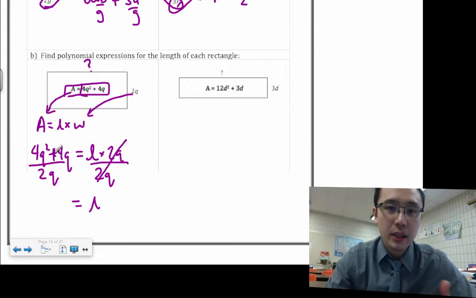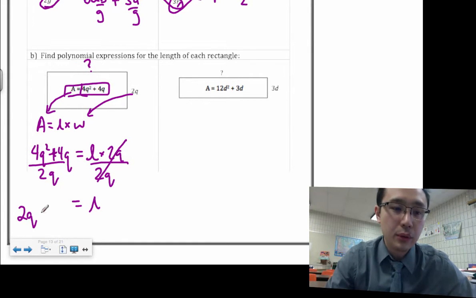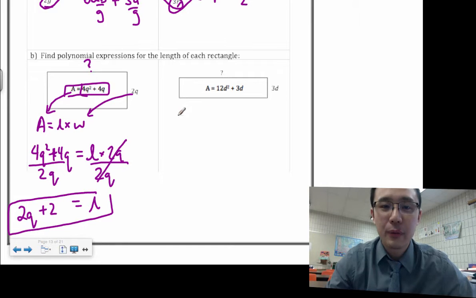And then now you have just a division question. 4q squared divided by 2q: 4 divided by 2 is 2. Q squared divided by q is q. And then 4q divided by 2q is 2. So that's your answer.